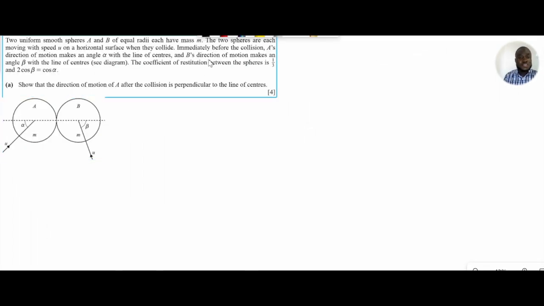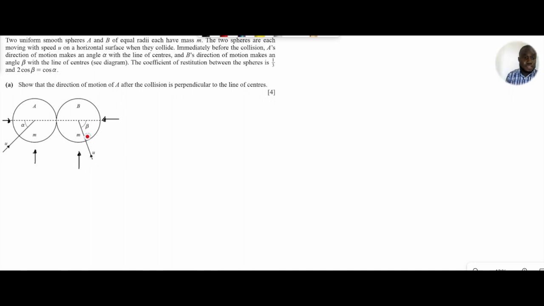With our last but one question, question 6, we have two uniform smooth spheres, A and B, with the same radius and the same mass. They're both moving with the speed u, but in different directions. They have a coefficient of restitution given as 1/3. Along the line of centers, what speed is B approaching A with? What component of this u is propelling B forward? And what component of this u is propelling A forward? To know this is very crucial.